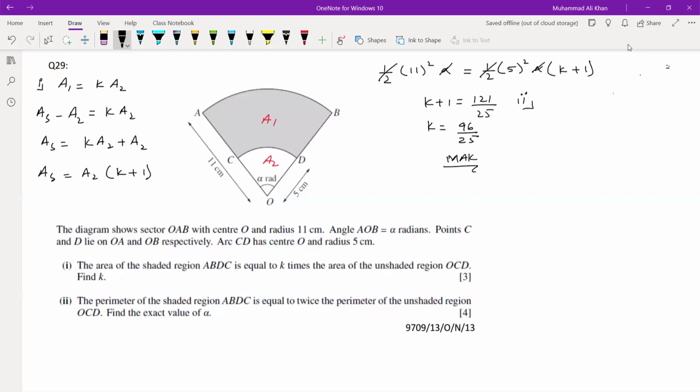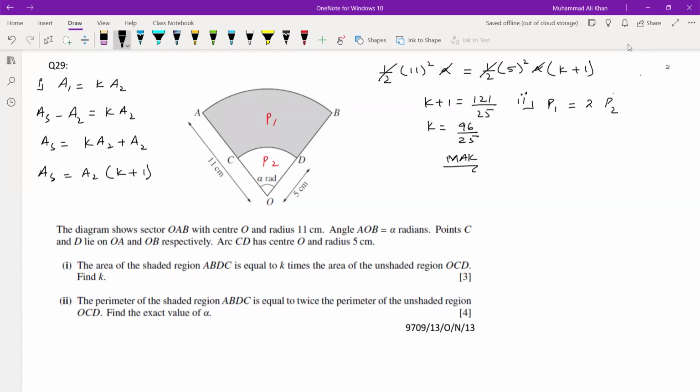After that, the second part. Yes, stop working. The second part says the perimeter of the shaded region is equal to twice the perimeter of the unshaded region. Now I'm saying this is perimeter 1, the perimeter of the shaded region. This is perimeter 2, the perimeter of the unshaded region. So P1 is equal to twice P2.